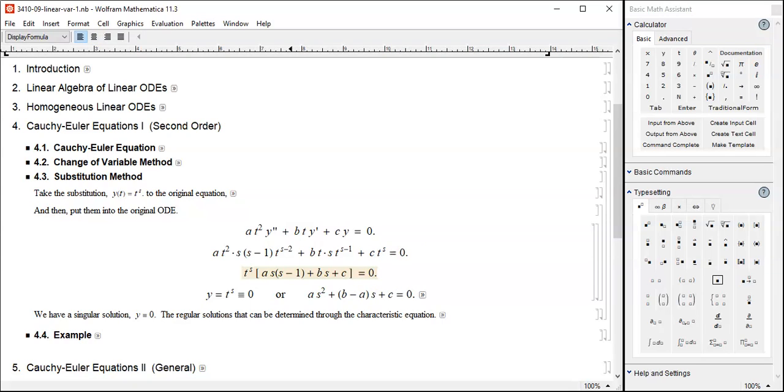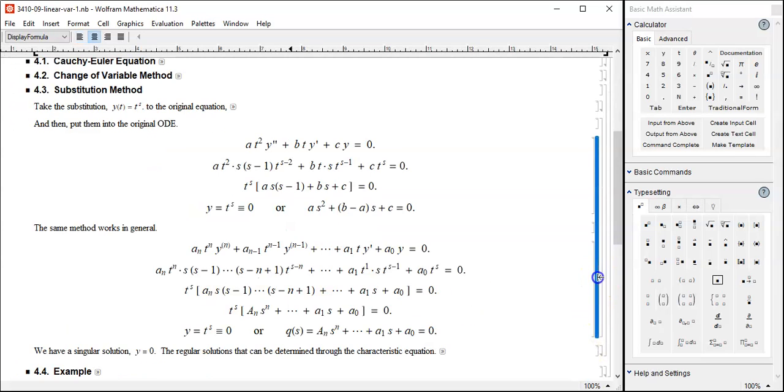So the right hand side is 0, so either t to the s power is 0, or this expression is equal to 0. When t to the s power is equal to 0, that means y is equal to 0, so we have a solution. A singular solution, but it's a solution nonetheless. But if you just find the singular solution, then you're going to get something like 10 out of 100, or 1 out of 10. The majority is this part. So let's solve this characteristic equation. It's a quadratic equation. And then what do you get in the end?